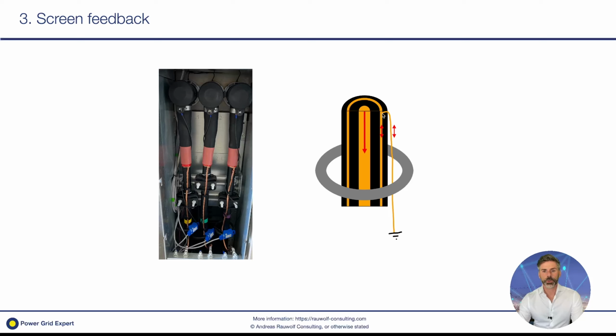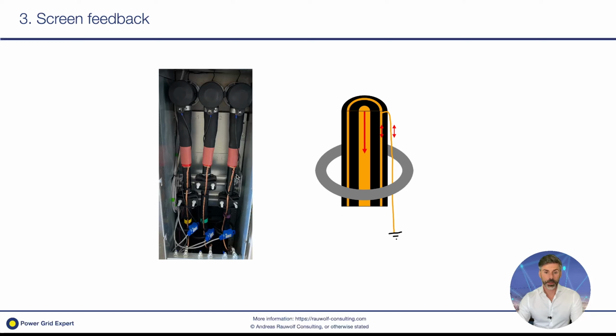So what we do, you see here the screen is coming out of the cable. This you see here on the photo. And then it's very important to go straight back through the CT and then earth the screen. You can see here this earthing bar. And you see here the screens are going back through the CT and then are earthed. This is the correct way, because then all the currents that are flowing here are subtracted by the screen feedback. So this is null, and we only measure the core current.